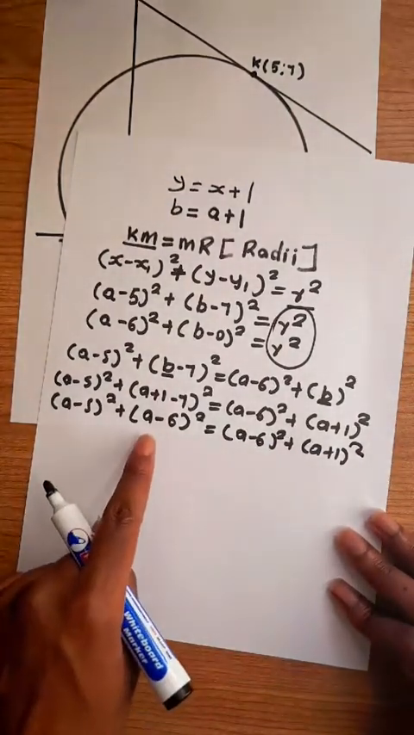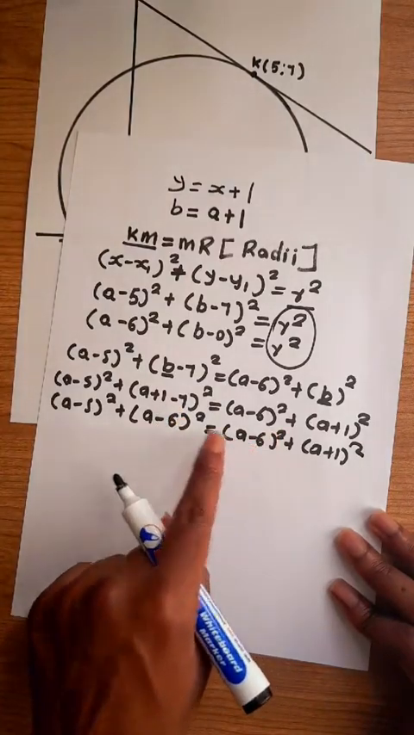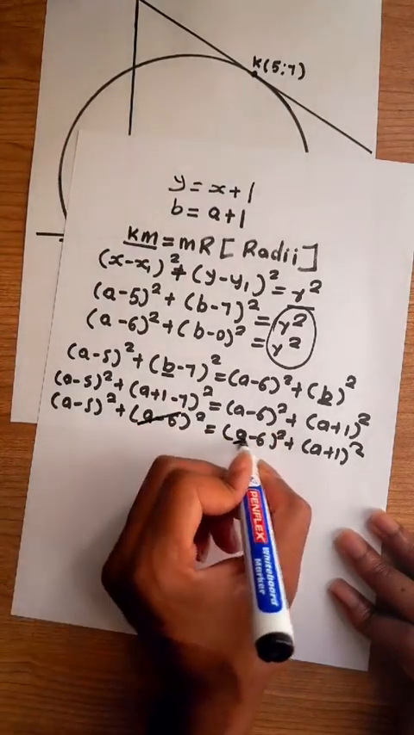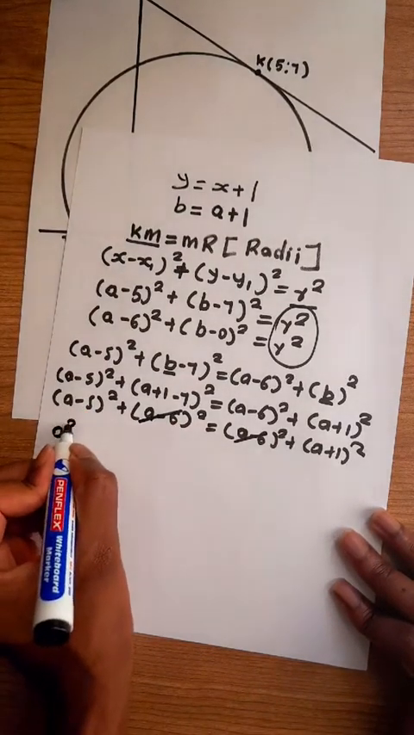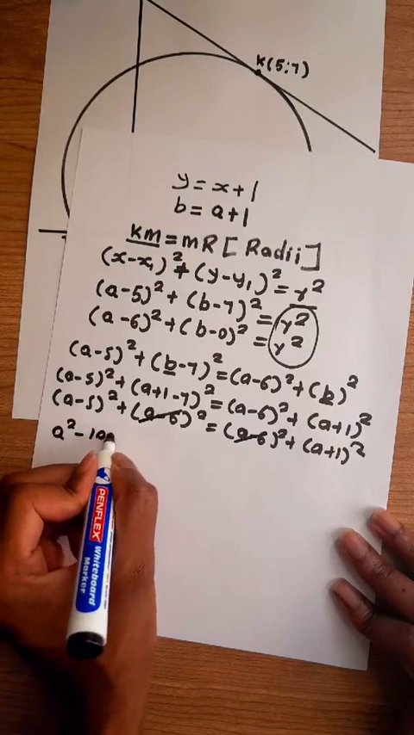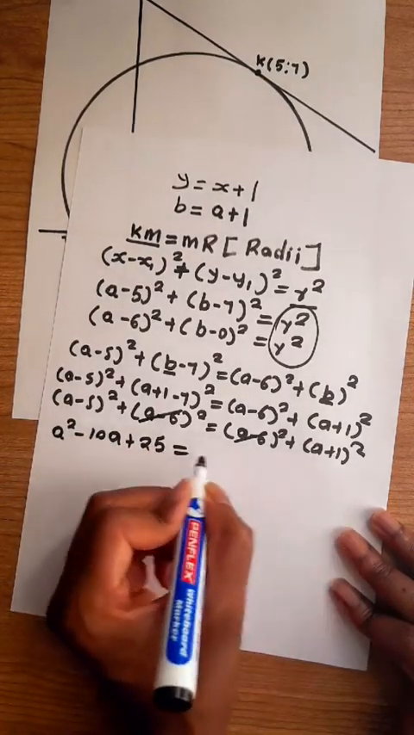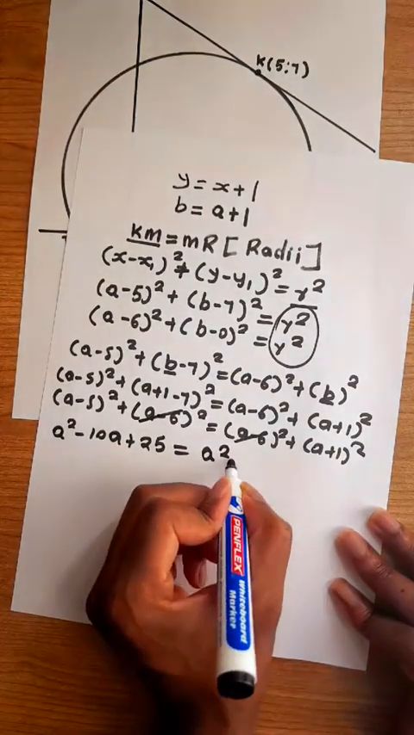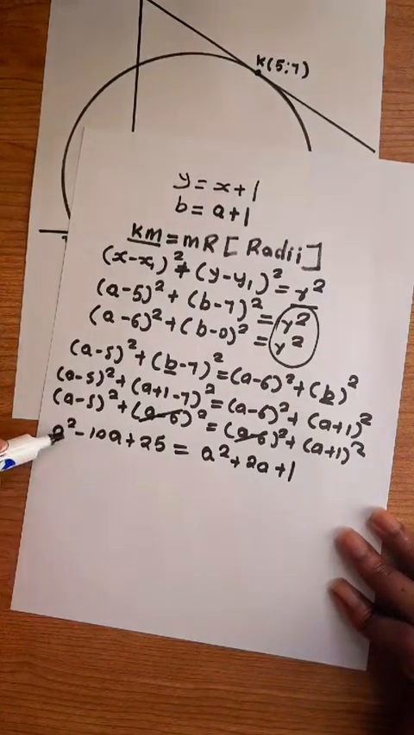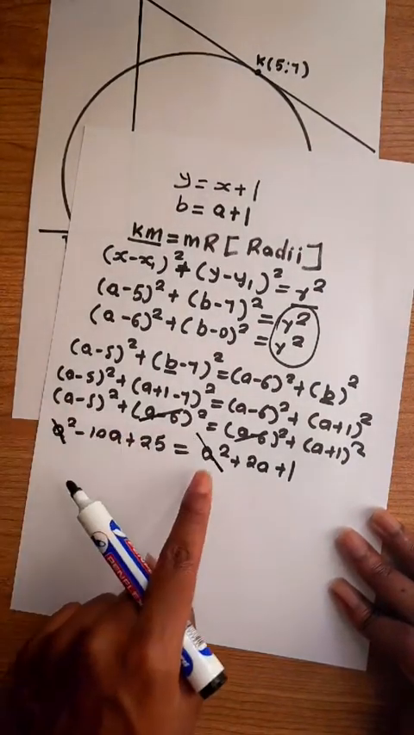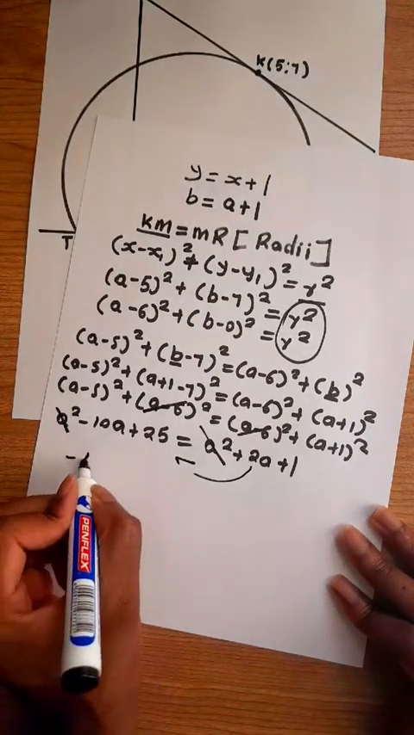What do I see? I see a minus 6 squared and a minus 6 squared, right? So we know that these two are actually going to cancel out. So let's actually expand this. It is going to be a squared minus 10a plus 25. That's going to equal, let's expand this, a squared plus 2a plus 1. We realize that the a squared and the a squared are going to cancel out. If I take the 2a to the other side, I'm going to have minus 12a.